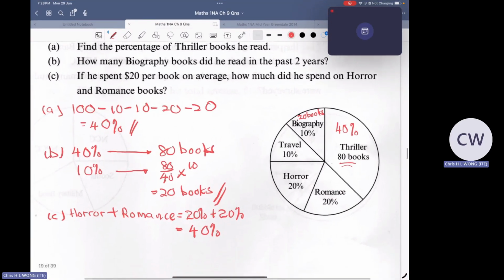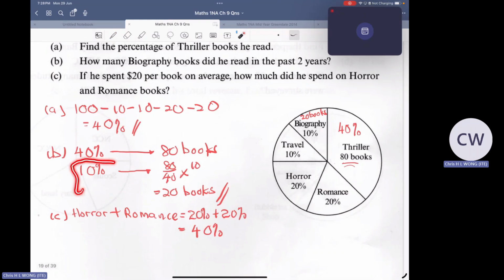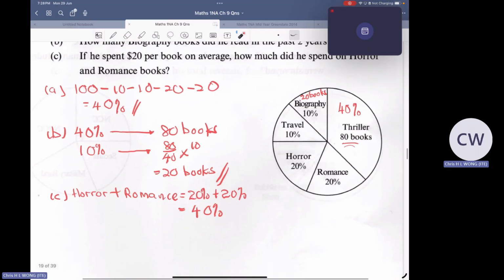Okay, 40%. So how many books is 40%? But you know already from here, you already found earlier what? 10% is 20 books. Then you found from here. So they are all related. You already found out 10% is actually 20 books. All you need to find out is how many is 40%, right? Okay. 10% is 20 books. So 40% is how many books?